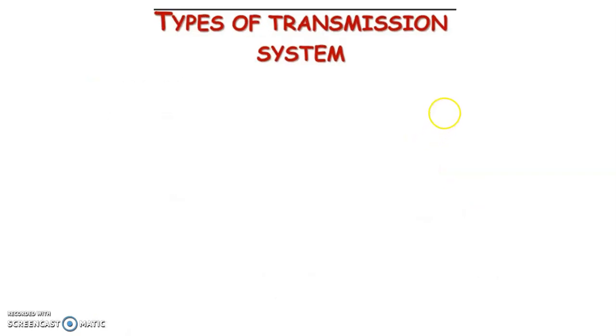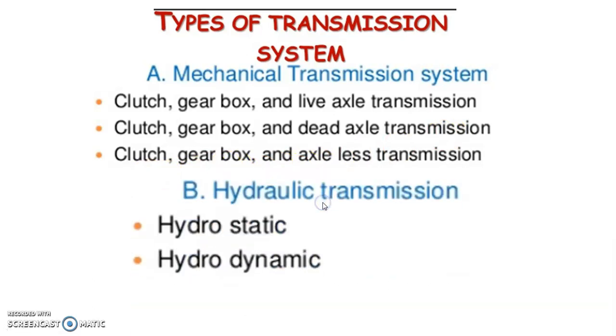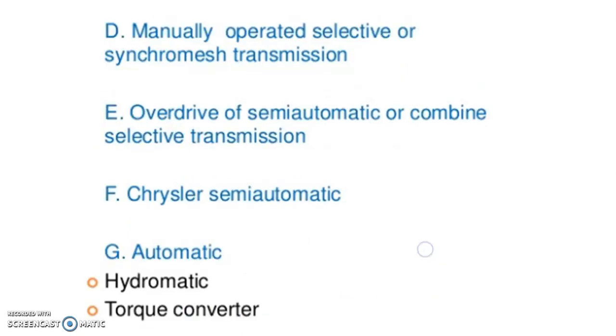Let us see in short what are the types of transmission system. Number A, according to mechanical transmission system: number 1 is clutch, gearbox and live axle transmission. Then the second one is clutch, gearbox and dead axle transmission. Next is clutch, gearbox and axle-less transmission. According to the hydraulic transmission: hydrostatic transmission and hydrodynamic transmission. And category C is electrical and electromagnetic transmission.